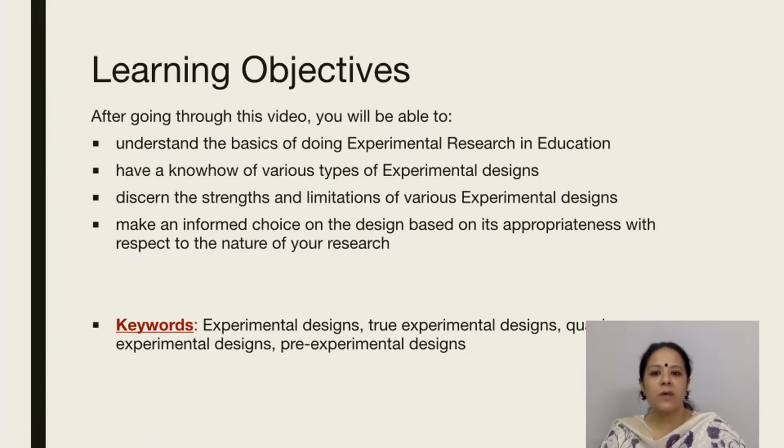The learning objective of this video would be to understand the basics of doing experimental research in education, to give you a know-how of various types of experimental designs, to discern the strengths and limitations of various experimental designs, and you will be able to make an informed choice on the design based on its appropriateness with respect to the nature of the research. Let us first understand what are experimental designs.